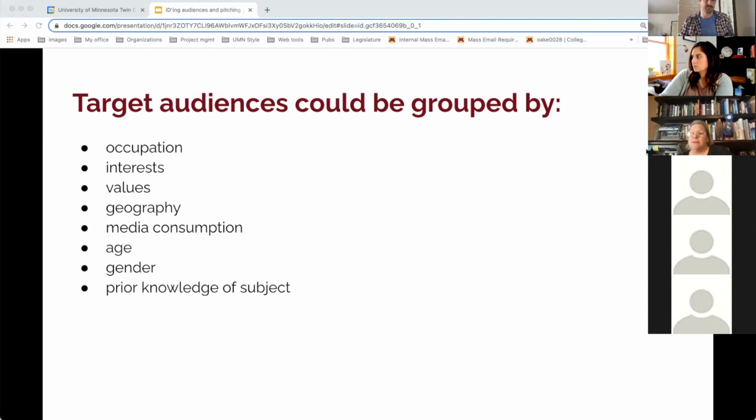So there's lots of ways to group target audiences. They could be grouped by occupation. And when I think about research in veterinary medicine, for example, grouping by occupation could be the scientific manuscript that we are communicating to other researchers versus perhaps veterinarians who are practicing that would use the information that we generate to help them better diagnose or treat patients. And animal owners, that would be a third one.